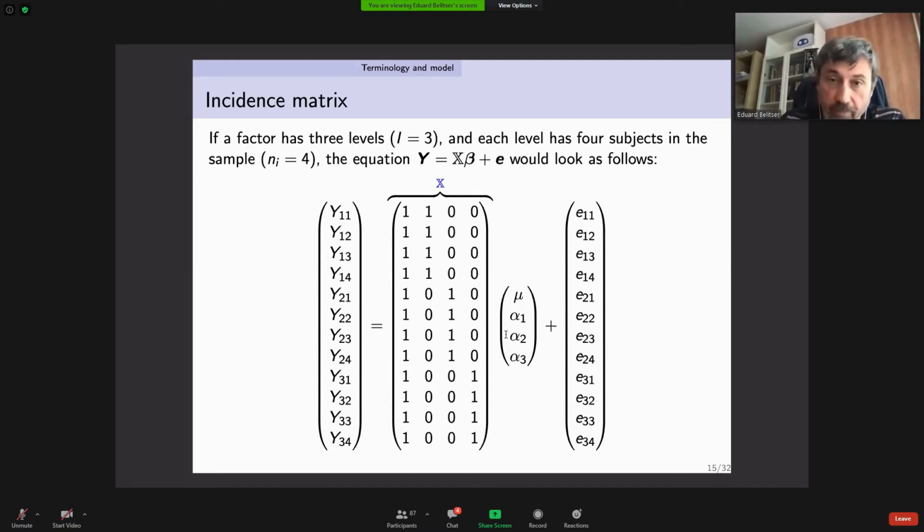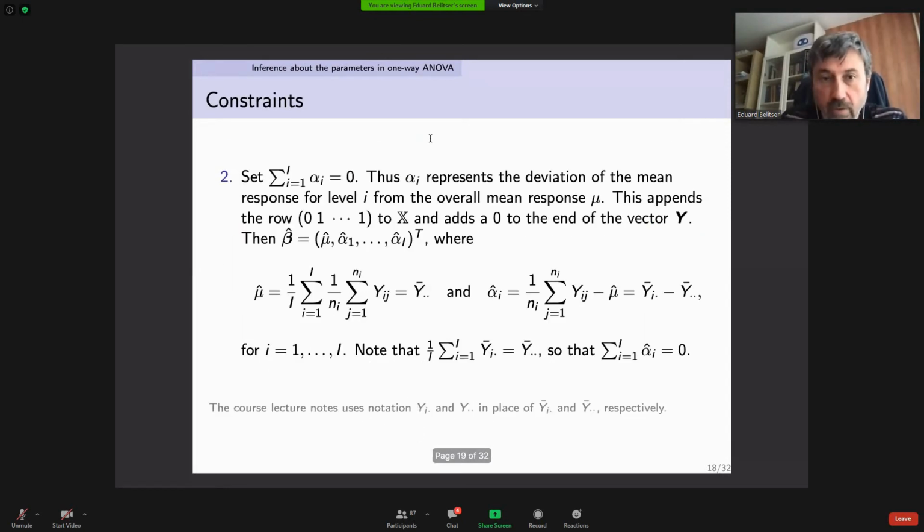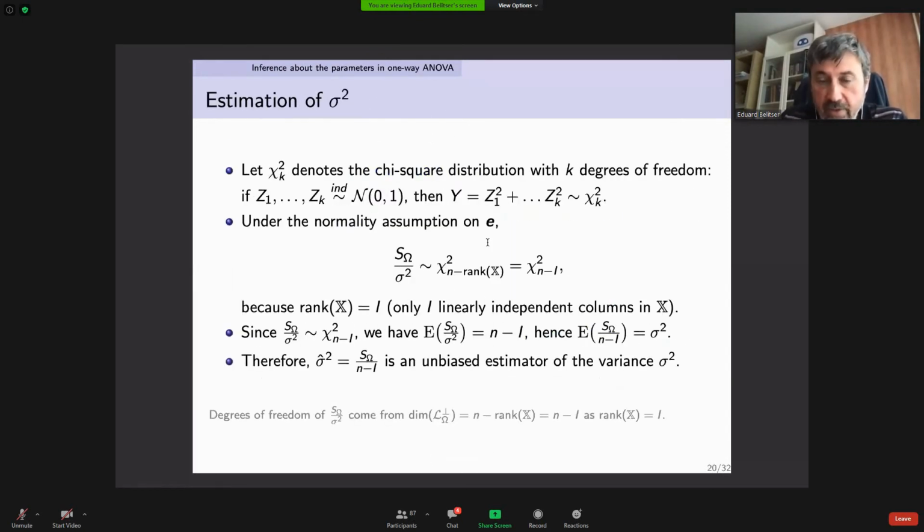So that is the biggest number of linearly independent columns in this matrix, and it's always the case. It doesn't matter whether I is equal to 3 or 4, it's going to be like that all the time. There are exactly I linearly independent columns, and therefore this rank is equal to I, and therefore the number of degrees of freedom of this chi-square distribution is n minus I.